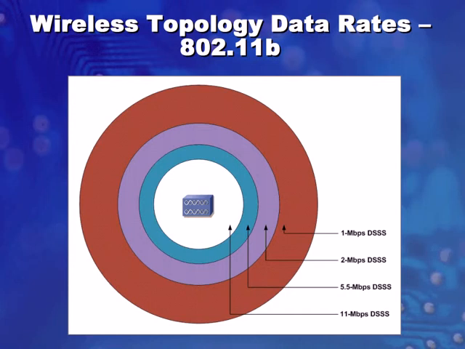As you can see with 11A or 11G, it has a lot more steps, starting at 54 and then going all the way down. But in those cases, it's still quite a steep drop as it goes from one ring to another ring in these concentric rings moving away from the access point.